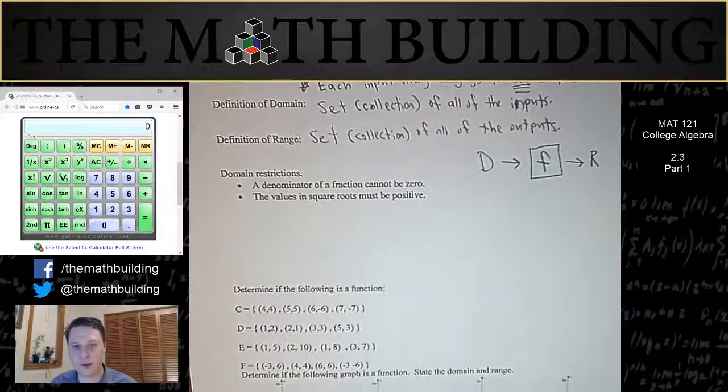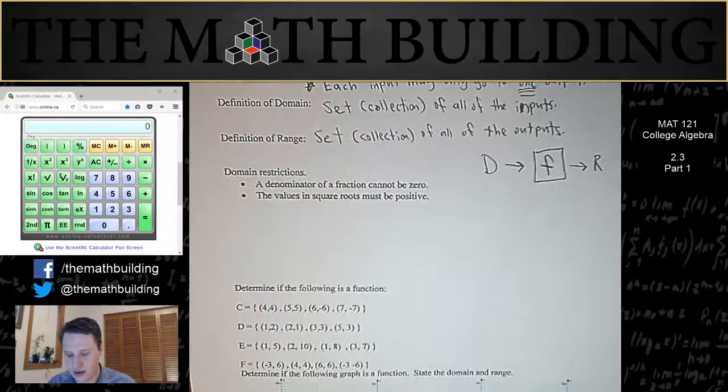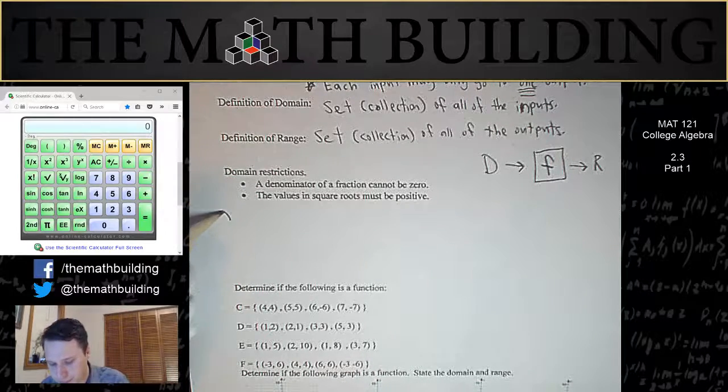There are two major domain restrictions that we are going to see in this class. Remember the domain: most of the time you should assume that the domain is all real numbers. The domain is every possible number with some restrictions. And the first restriction, we've seen it already, is that the denominator of a fraction cannot be 0.